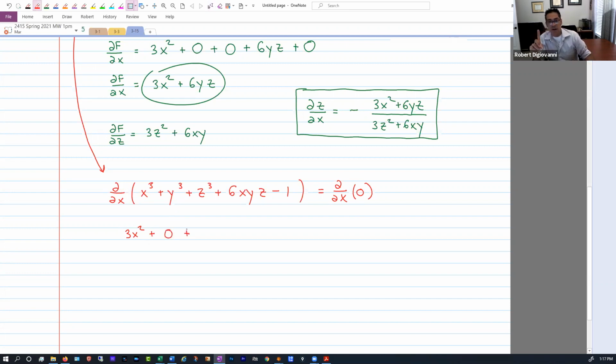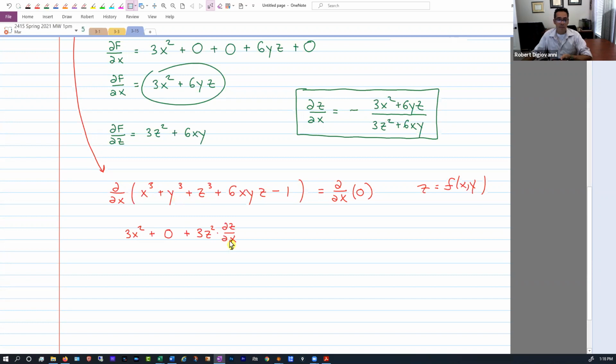Here's where things get different, because the partial of z cubed with respect to x is not 0 if we are treating z as a function of x and y. So what would happen on this step is you would get 3z squared times partial z with respect to x. That's chain rule, right? 3 comes down, subtract 1 from the power, then take the derivative of z with respect to x, and that would give you this.